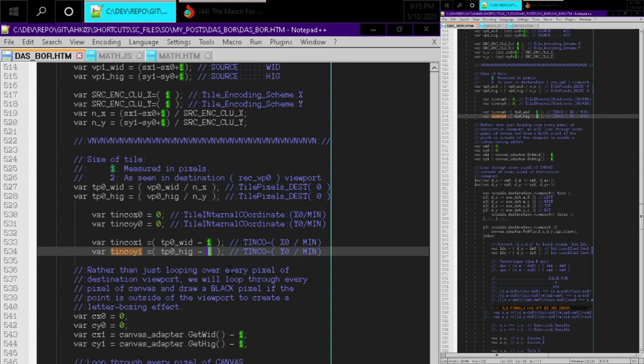Is my timer running? Oh, God damn it, it's not. I'm going to stop recording and re-record because I don't know how long the timer's been running.